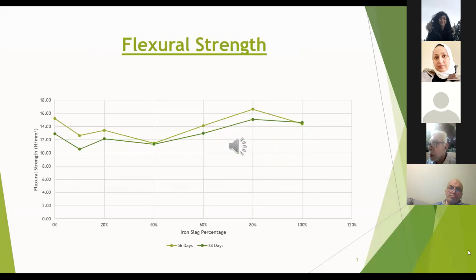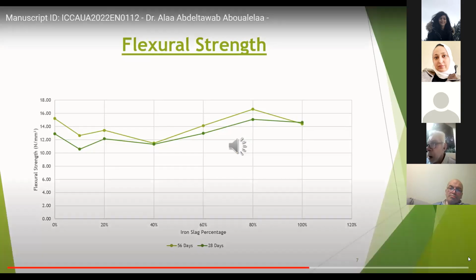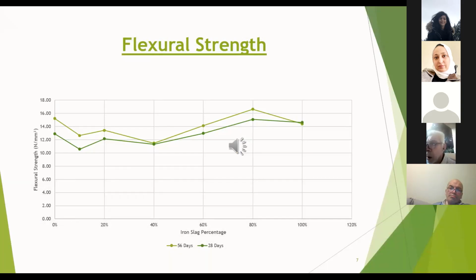This curve showed the result of the relation between flexural strength and percentage of replacement of iron slag with fine aggregate, ranging from 0 to 100%: 0, 20%, 40%, 60%, 80%, 100% at 28 days and 56 days.